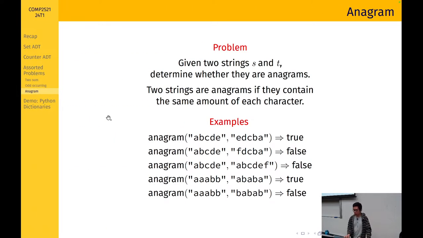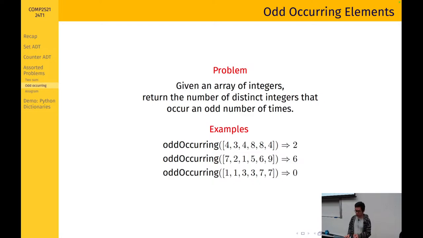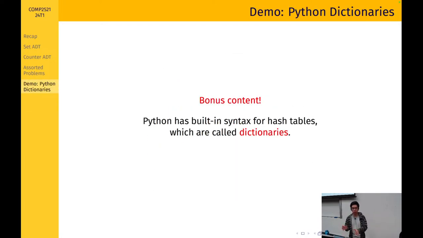Okay, so that's all the problems that I had, and I just wanted to show you quickly. Now this isn't going to be accessible, but I just wanted to show you another example of a hash table, which is Python dictionaries. In Python, hash tables are provided as part of the language, and they're called dictionaries.